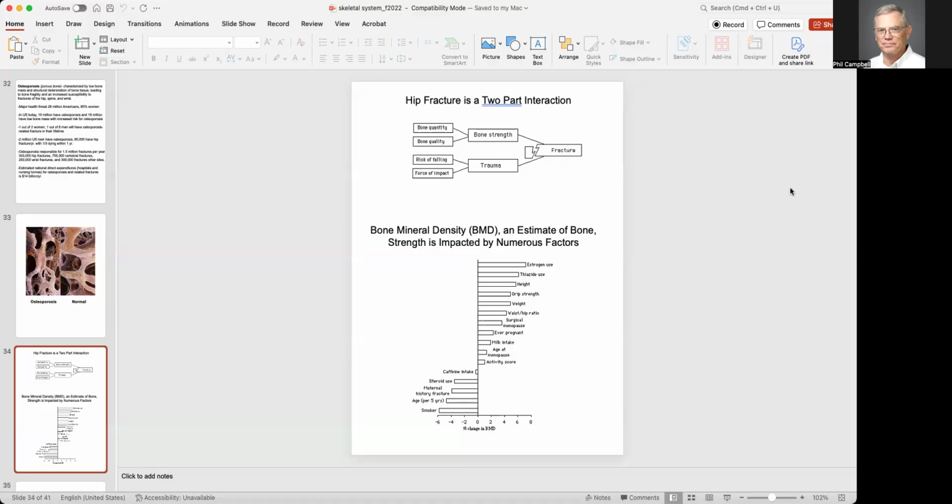Okay, so fractures are more complicated. It's not just, oh, I just fell. It's a little bit more complicated, and it is a function not only of the trauma event or the risk of it, but also the quality of bone. Now, how do we measure bone strength?